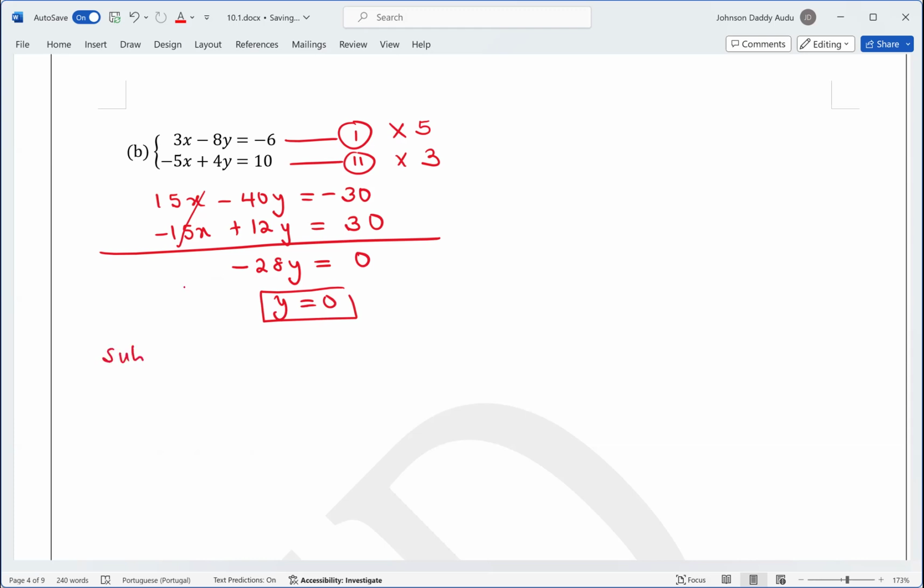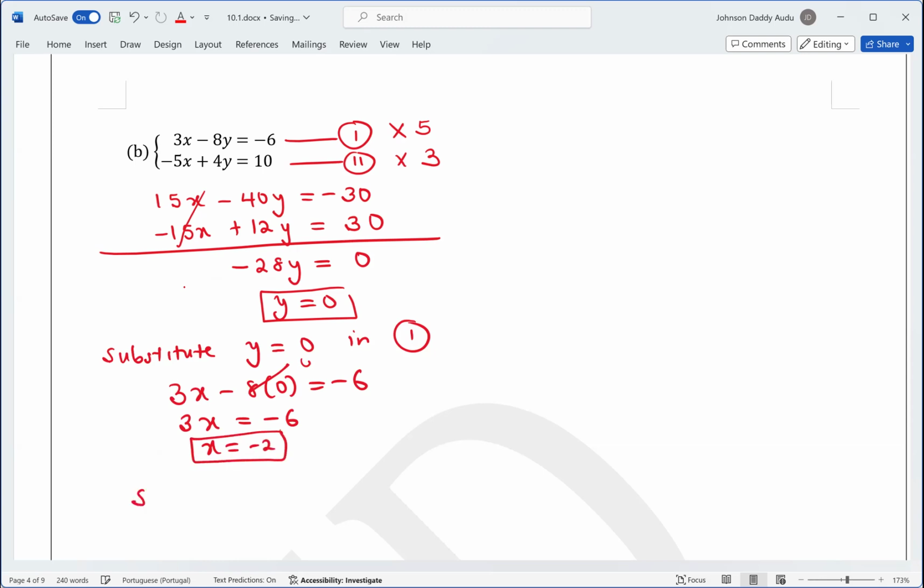We substitute y equals 0 into any of the equations you like. So let's substitute in 1. This is just going to be 3x minus 8 times 0 equals minus 6. So this is 3x equals minus 6, because this will become 0. So x is minus 2. So it means the solution is simply minus 2 and 0. And we can check: if you substitute minus 2 here, this is going to be minus 6. This is 0 gone. So it's a good solution.